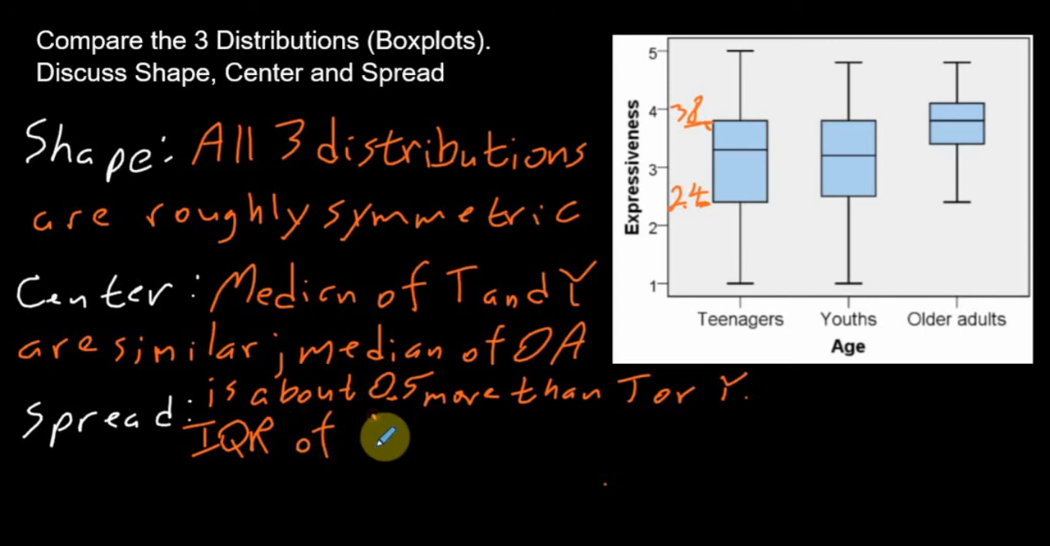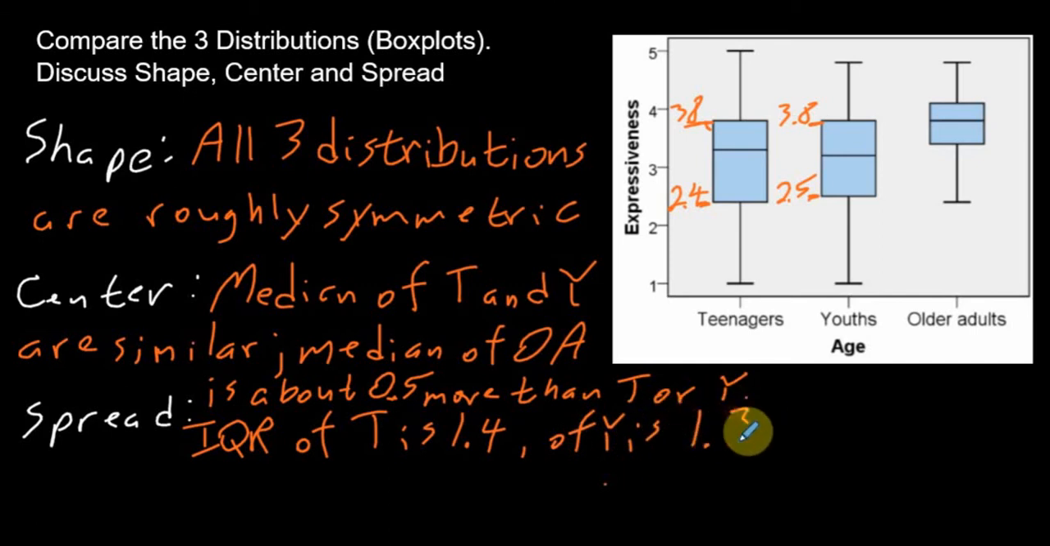Okay, so IQR of teenagers is 1.4. And this for youth, that looks like 3.8. That's just a bit higher than this one, so we'll call that 2.5. Okay. IQR of youth is 1.3. We could have also said the IQR of teenagers and youth are approximately 1.3, or we could say are similar, right?